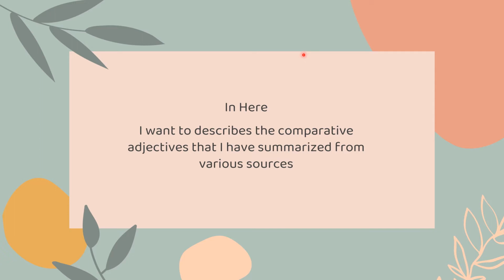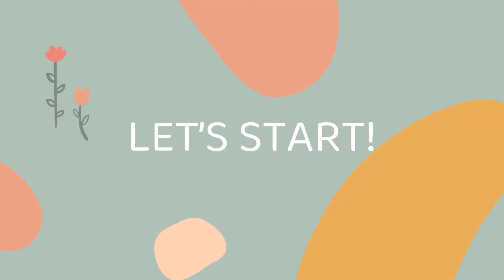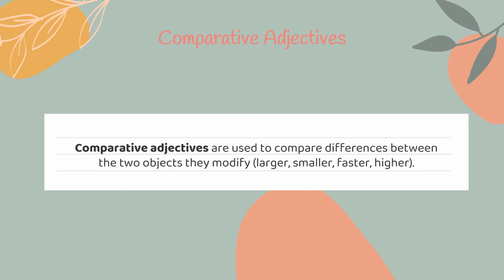Here I want to describe comparative adjectives that I have summarized from various sources. This is my perspective, and let's start. Comparative adjectives are used to compare the difference between the two objects they modify. For example, larger, smaller, faster, higher, and we can see more than like this in the next slide.